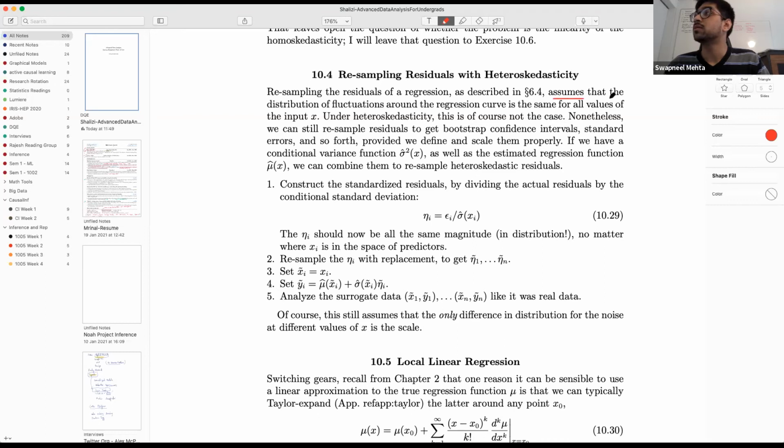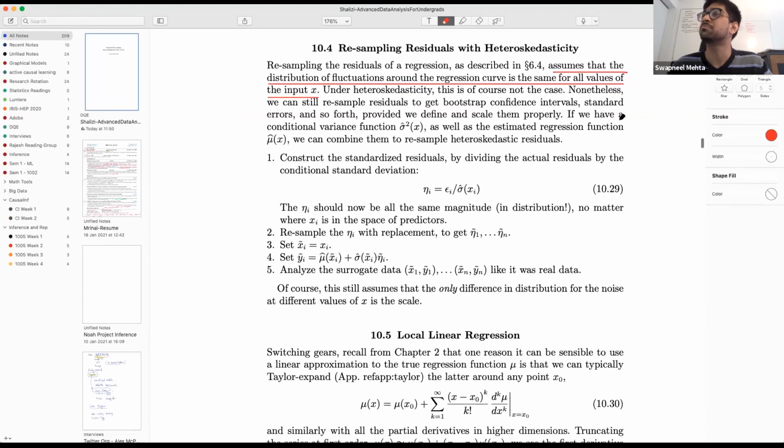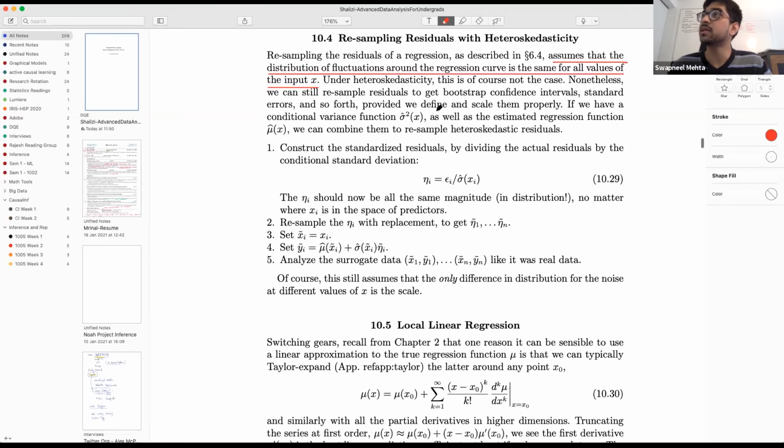Typically, we assume that the distribution of fluctuations around the regression curve, and this is again different ways of getting at the variance, or the conditional variance, is homoskedasticity if the distribution is the same for all values of the input x. Under heteroskedasticity, this fluctuation is not constant. So that is, I guess, the plain English way of saying the conditional variance obeys a distribution that is not constant. And he's saying that under heteroskedasticity, this homoskedastic assumption fails. That is fair. Still, we can resample residuals to get this bootstrap confidence interval, standard errors, and so forth, provided we define and scale them properly.